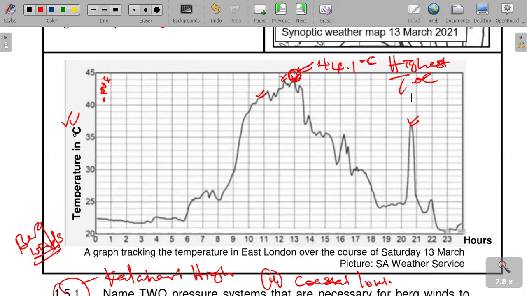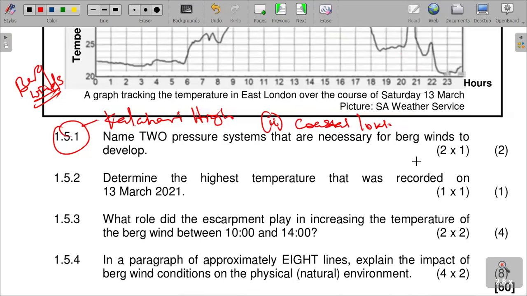And then the next question is saying, what role did the escarpment play in increasing the temperature of the Berg winds between 10 o'clock and 2 o'clock? What role does the escarpment play? We can say one, the escarpment has a greater vertical height, or a greater elevation. So there is greater frictional drag as air moves down the escarpment. Therefore, it increases the air temperature.